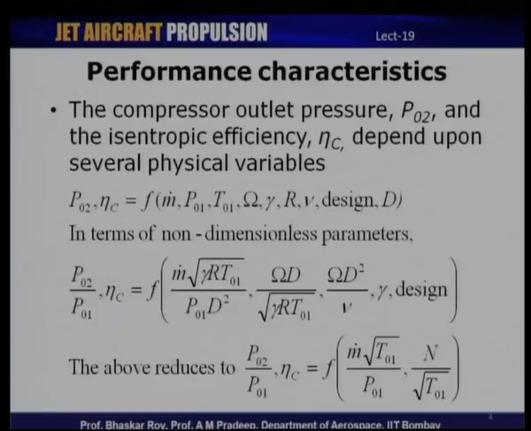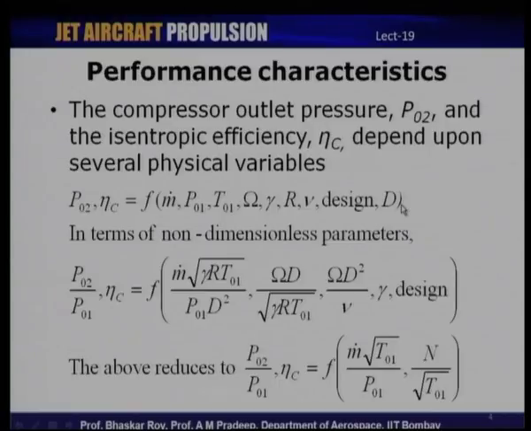For a centrifugal compressor, the outlet pressure, that is P02, and the isentropic efficiency depend upon several physical variables, which is what we had discussed for axial compressors as well. Let me just quickly discuss that once again. P02 and efficiency are functions of mass flow rate, the inlet stagnation pressure, that is P01, inlet stagnation temperature, then the rotational speed or the angular velocity omega, the ratio of specific heats gamma, the gas constant R, then the viscosity nu, the design of the compressor itself, and the diameter d.